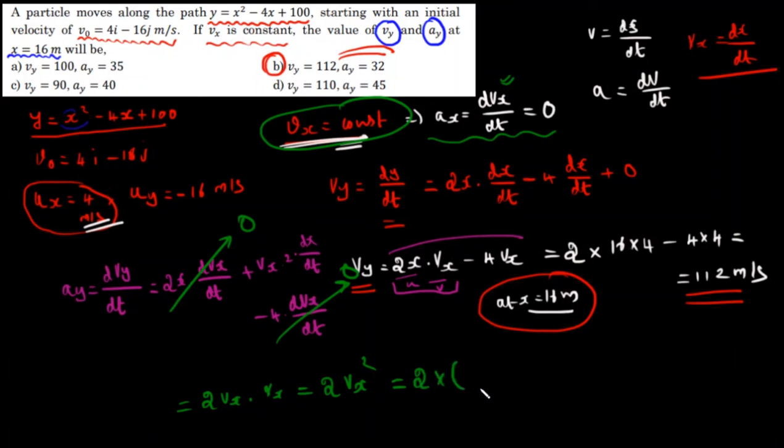What is vx? Velocity in x direction. Sorry, 112 is the velocity in y direction. Where is the velocity in x direction? Here it is, 4. So 4 square is 16, into 2 is 32 meter per second square. So we got the answer. We already knew the answer. I'm just giving you the method so that it will be useful for you when you do any other questions.